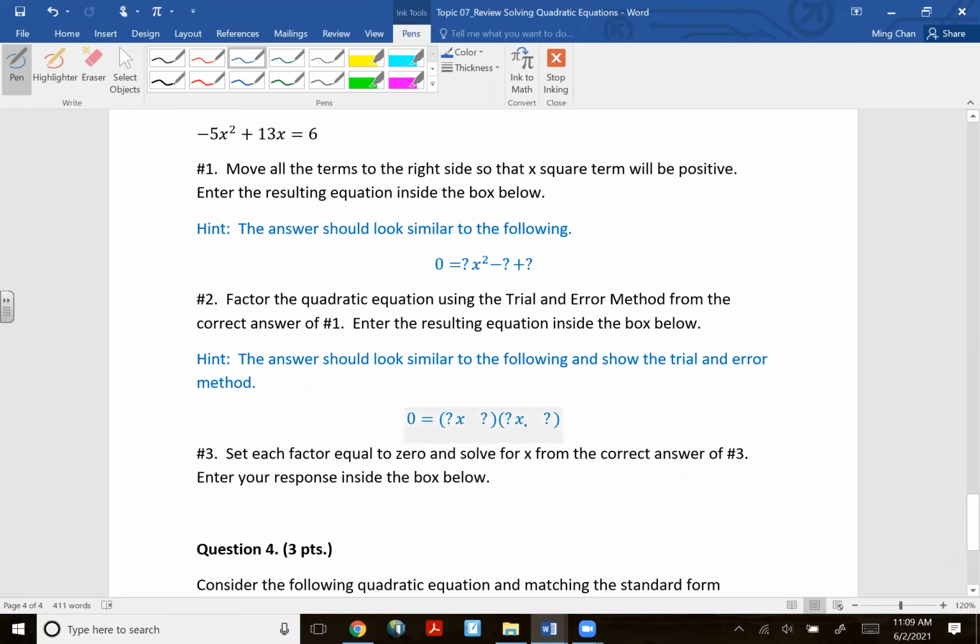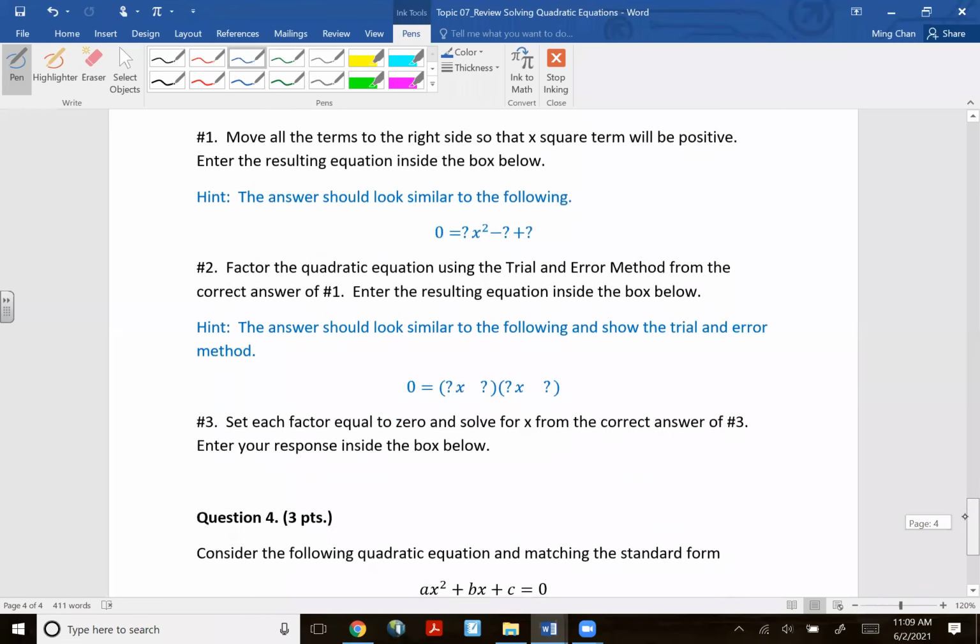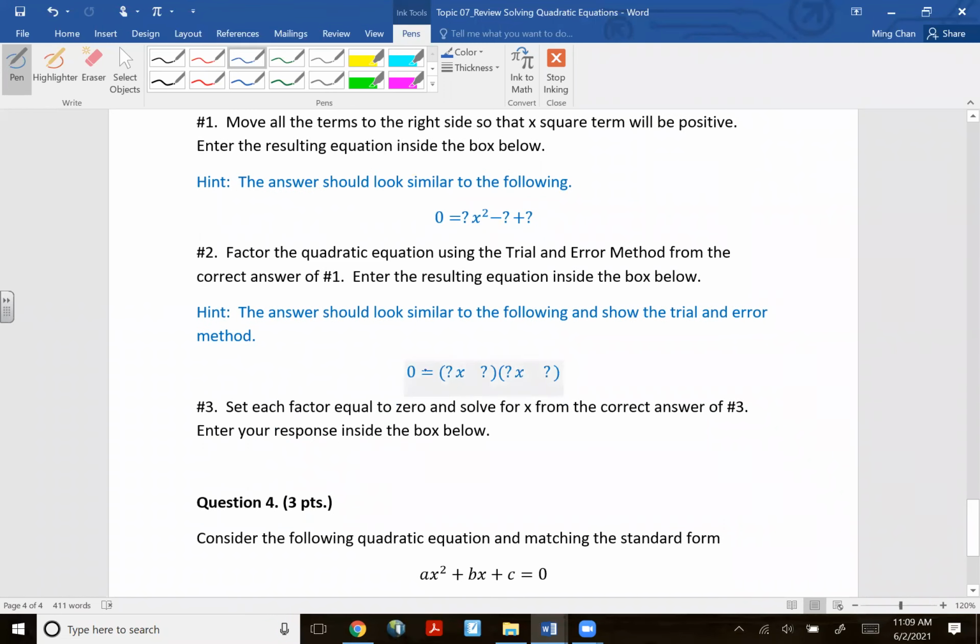So this is on the computer portion. So factor, and don't forget to write equal to 0. Without equal to 0, this is not a quadratic equation. Okay, so use the technique that we used to factor trinomials for the right side and make sure you say 0 equals. I want the 0 to be on the left side. All right, and set each factor equal to 0 and solve for x and enter the answer for x inside the box below. You can just put x equals something, comma, something. That'll be okay.